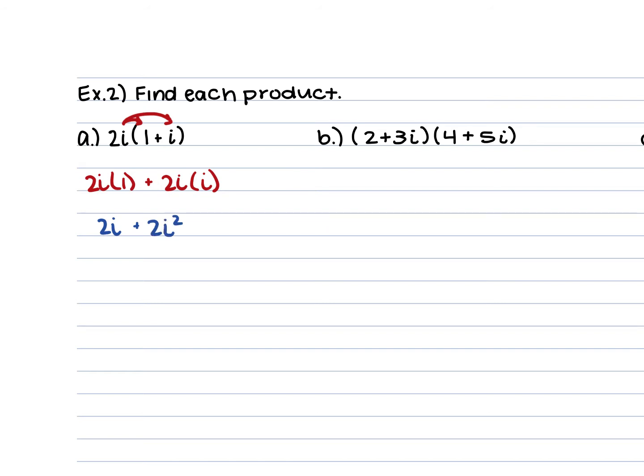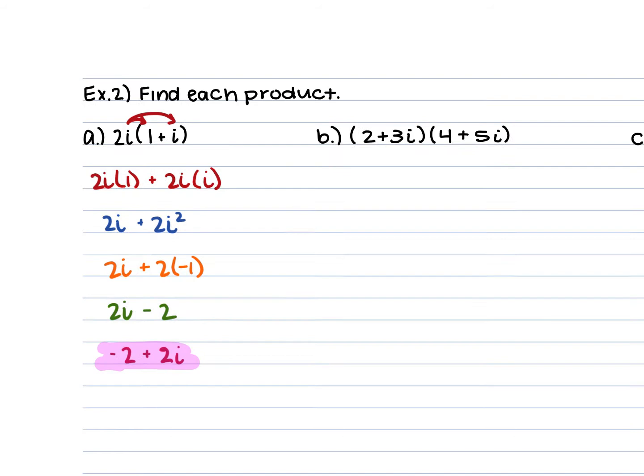We said that in the very beginning of this lesson that i squared is equal to negative 1. So rewrite this as 2i plus 2 times negative 1. If we simplify this, it gives us 2i minus 2. Now, this is not written in the form that we need it. We need it in the form of a plus bi. So that negative 2 is going to go first. And then we just have that 2i that goes second.